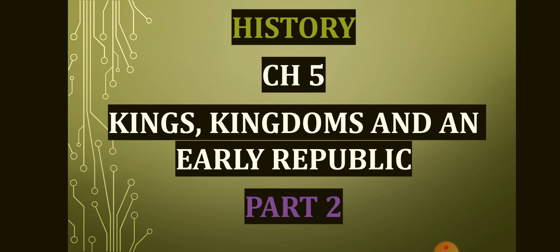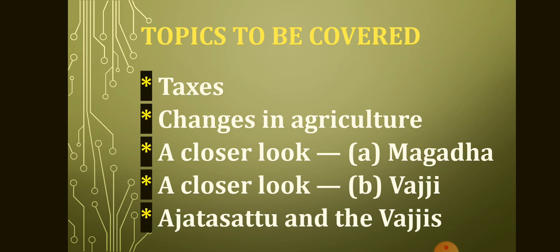So, this is part 2 video of chapter number 5, Kings, Kingdoms, and an Early Republic, from History. Topics to be covered: taxes, changes in agriculture, a closer look at Magadha, a closer look at Vaji, Ajatasattu, and Vajis.